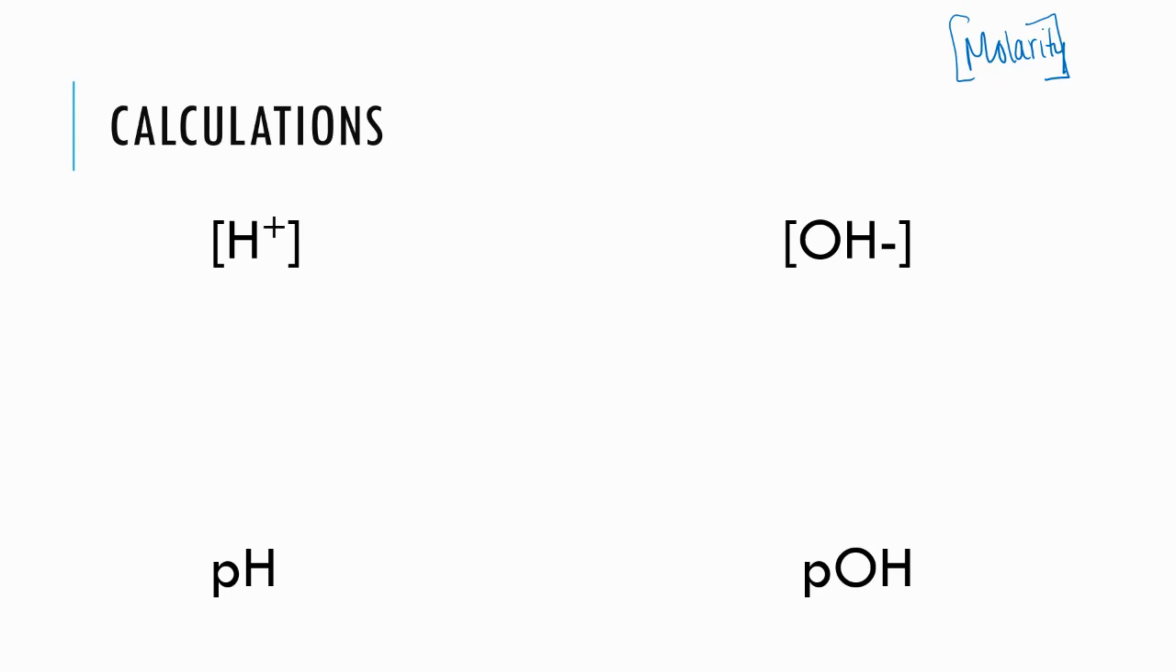Okay, we're going to start by looking at acids with the H plus and the pH. The connection between the H plus ions and the pH of something is that pH is equal to the negative log of the H plus concentration.